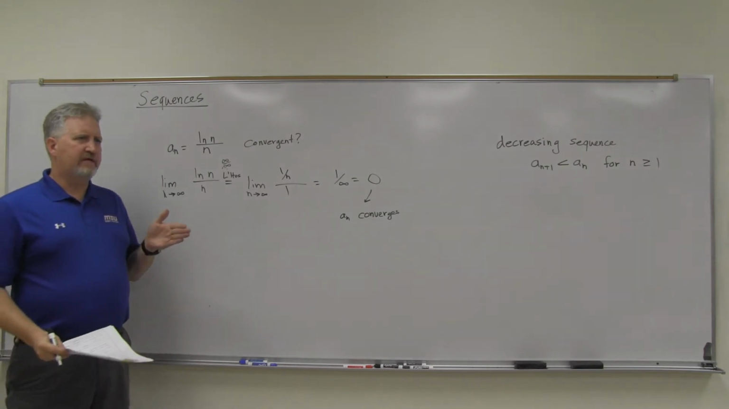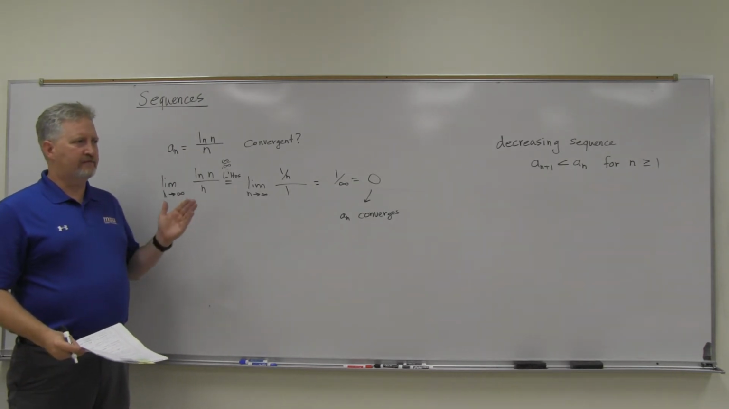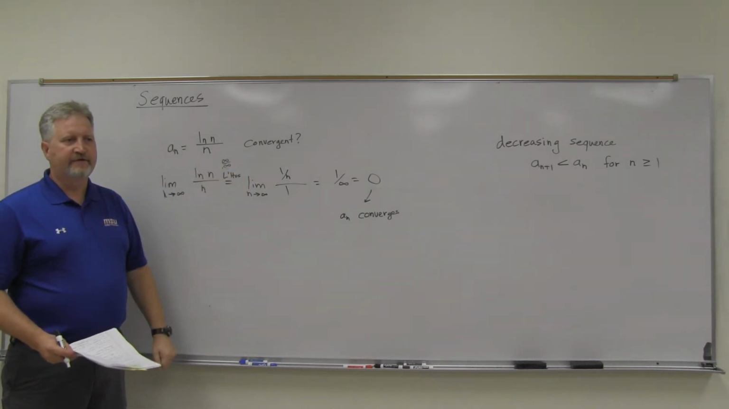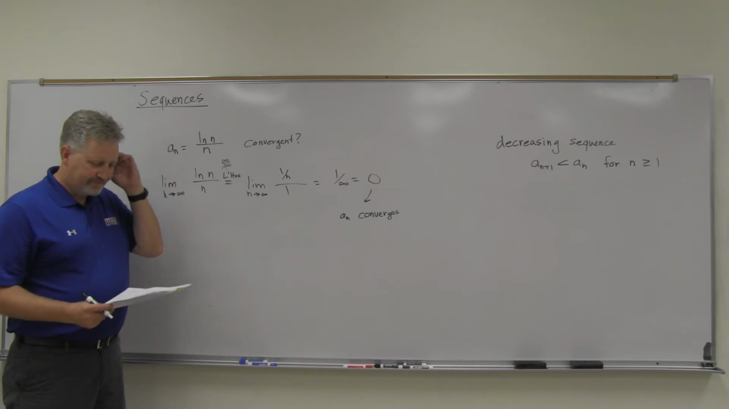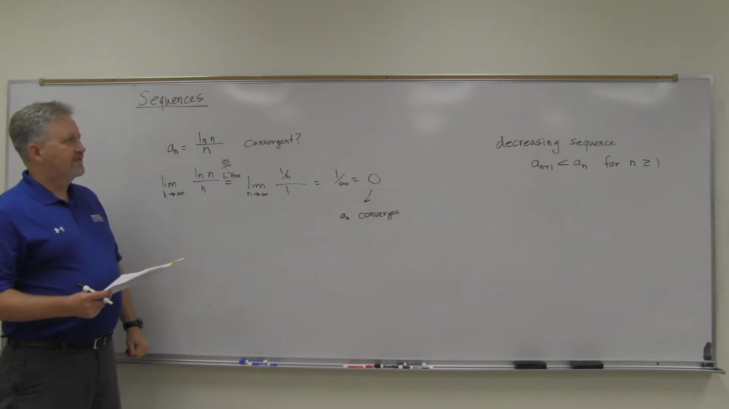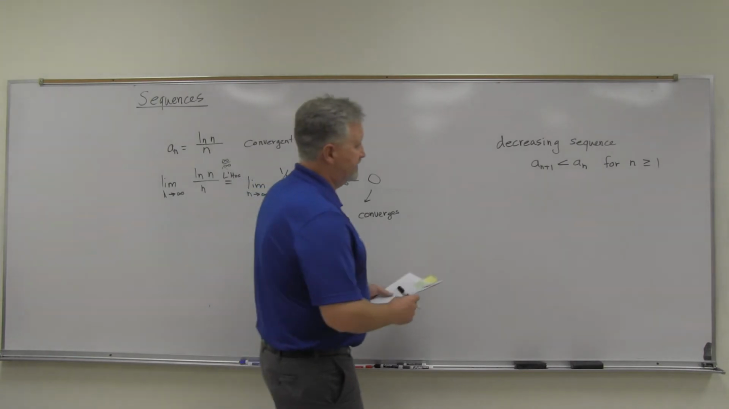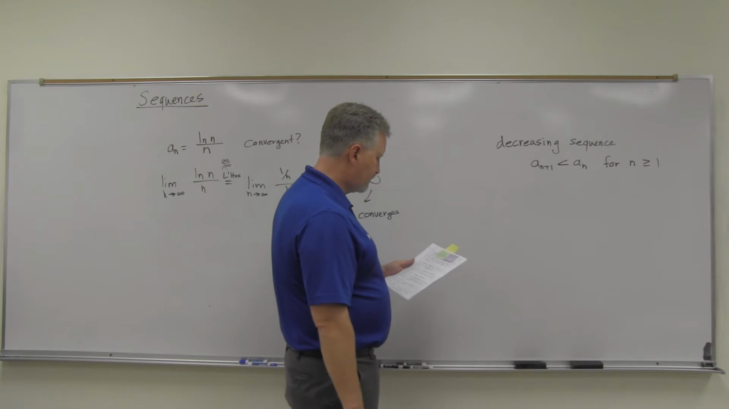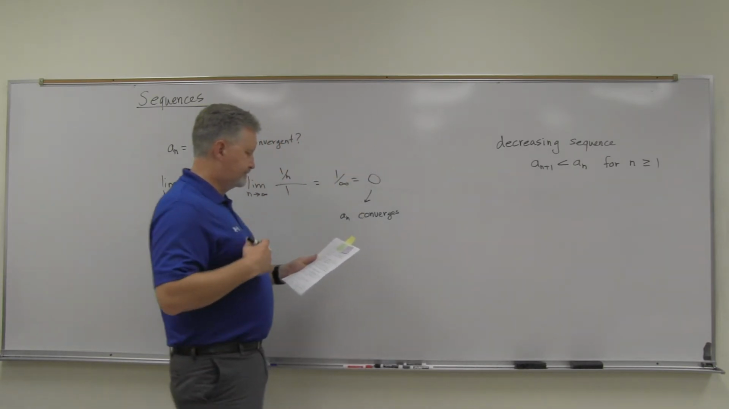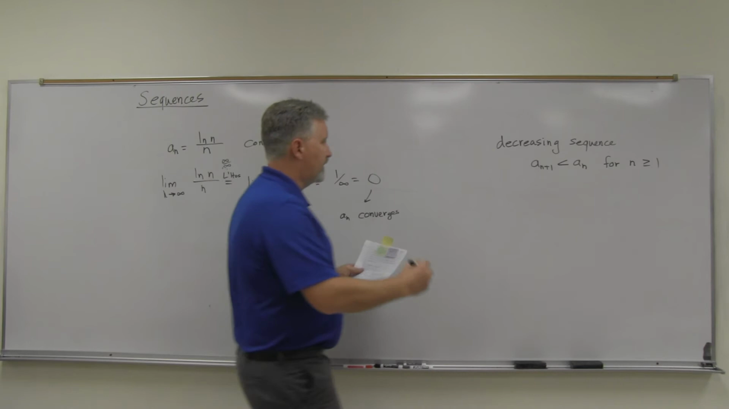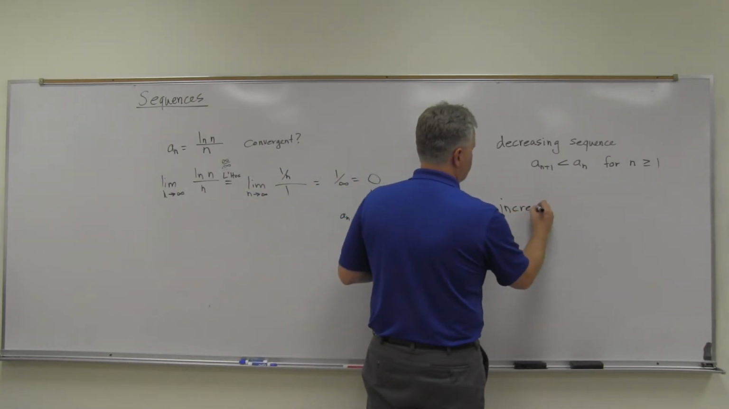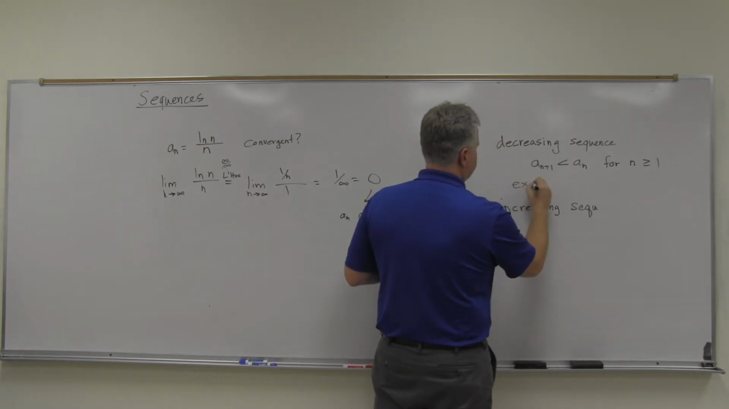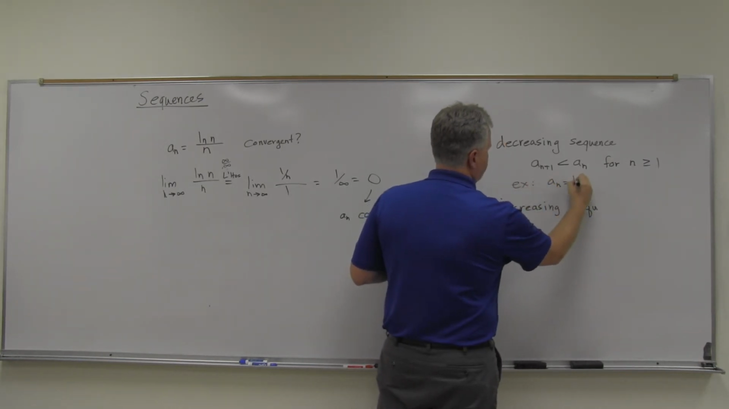A sequence can be partially decreasing. It can be increasing and then turn into decreasing, depending on the function that you've got. But anyway, that's what decreasing means. And a good example is the 1 over n sequence. Increasing also. Same. So example here is a sub n equals 1 over n.